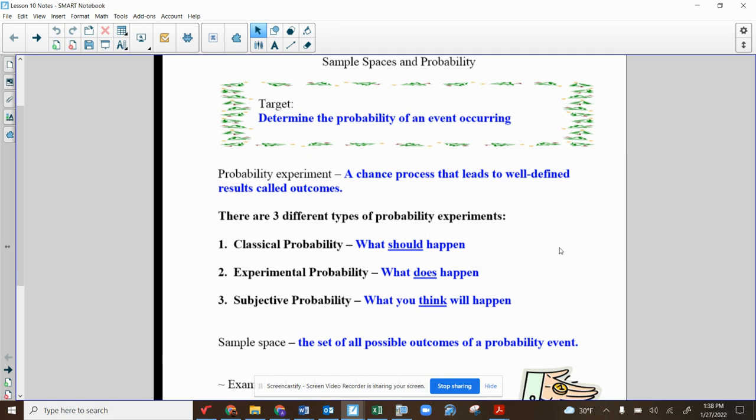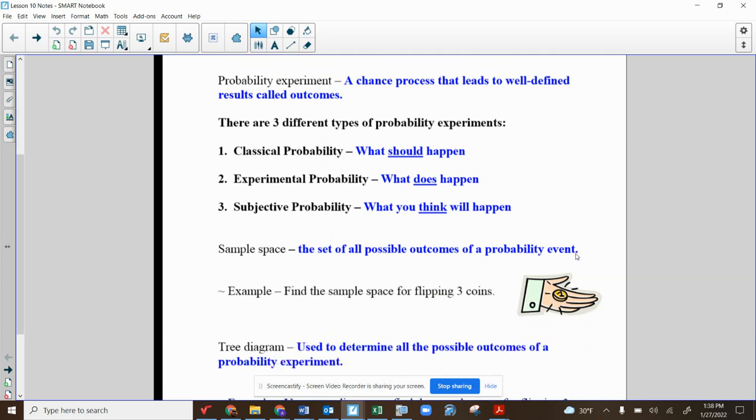So one of the things that you need to figure out is what's called a sample space. Sample space is all the different possible outcomes that could happen. So if I were to flip a coin one time, the sample space would be heads and tails. If I flip it 2 times, I could get 2 heads, I could get heads and tails, I could get tails and heads, or I can get tails and tails.